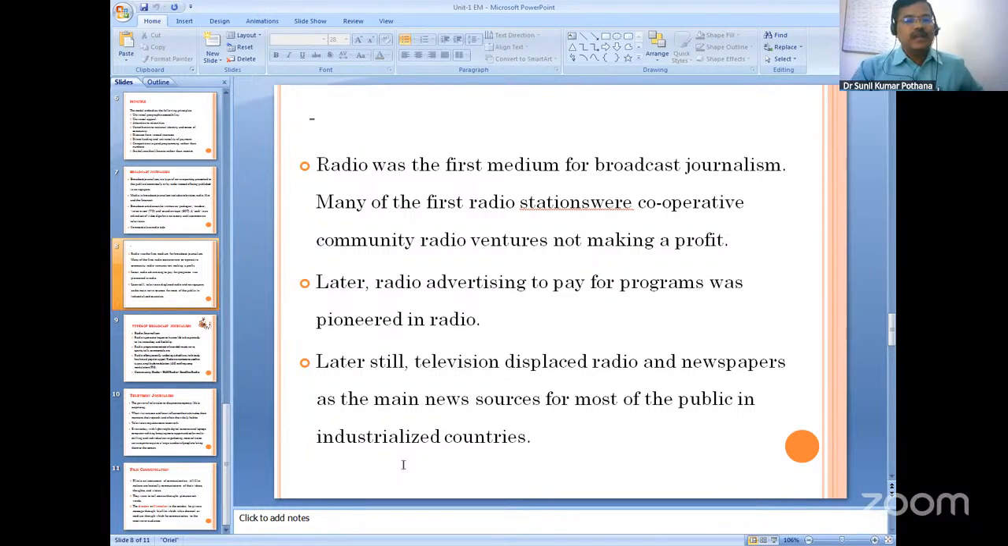Broadcast radio was the first medium. You know, many of the first radio stations were cooperatives. Here we know some history of the radio. The first radio station was established in Bombay, which means it was a radio club of some amateurs.